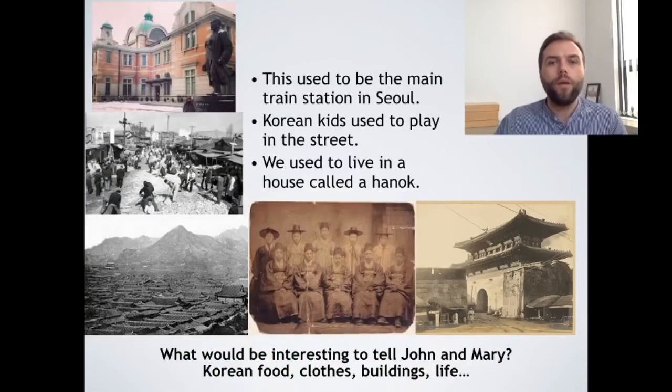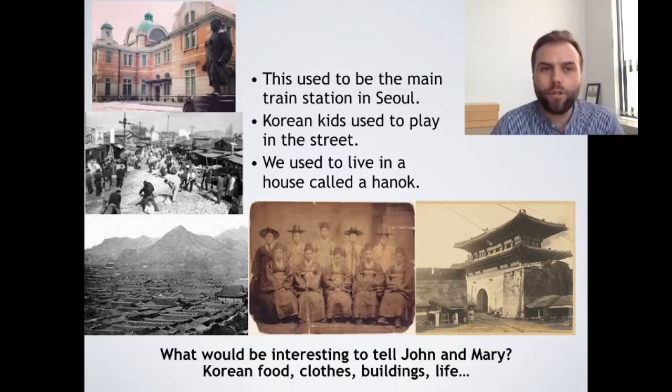So let's think about what we are going to tell John and Mary about traditional Korean life. Here are some examples. Notice I'm giving lots of examples. It's really important that you model, right? You should be modeling the language. So here are my examples. This used to be the main train station in Seoul.